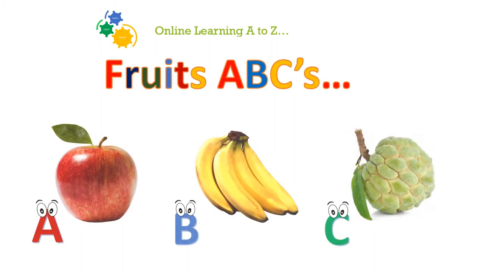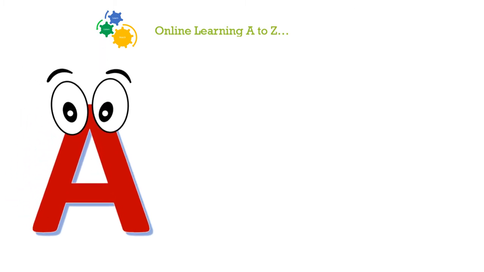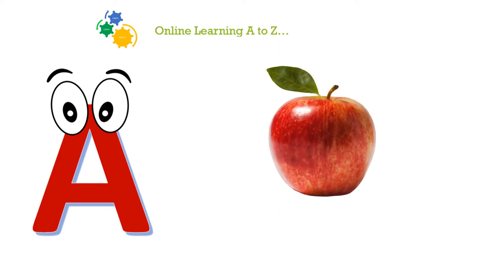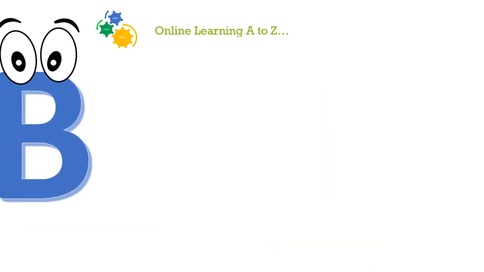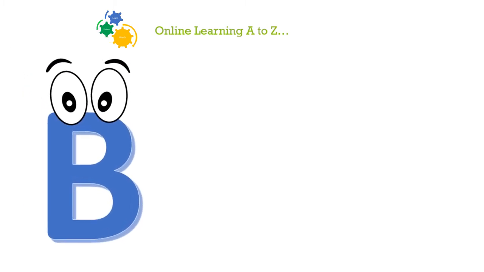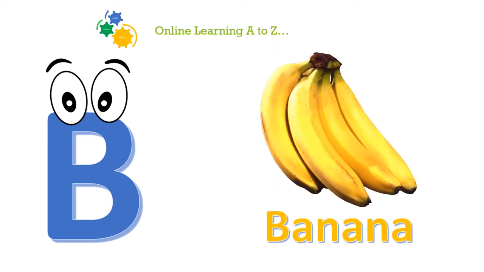Fruits ABCs. A. A is for an apple. A for apple. B. B is for banana. B for banana.